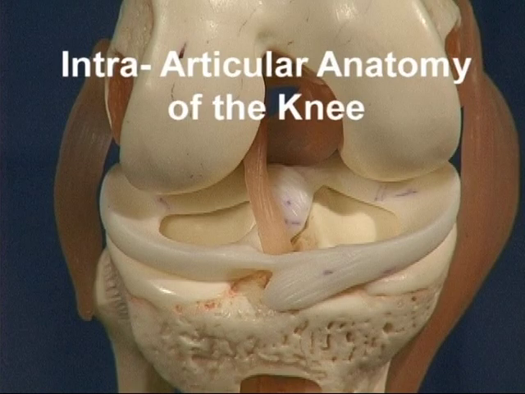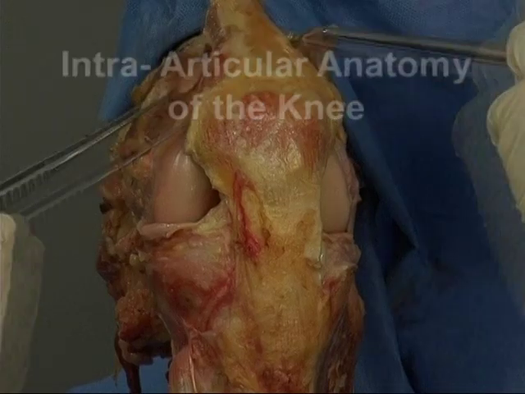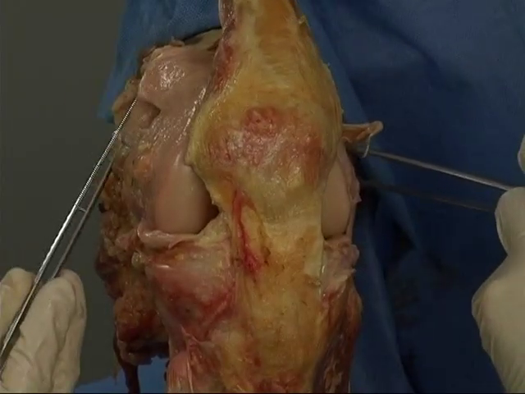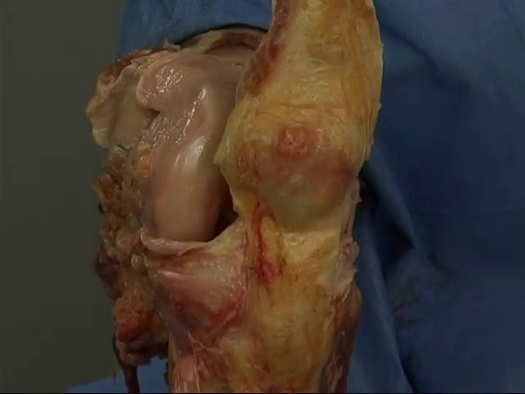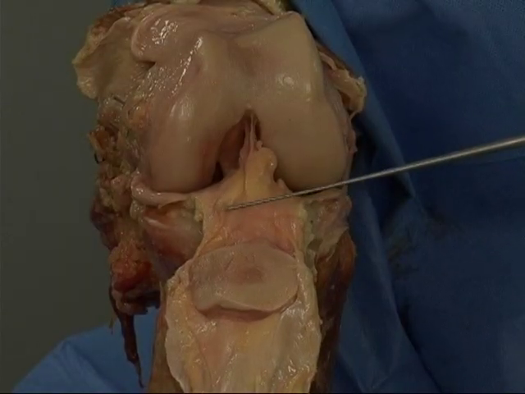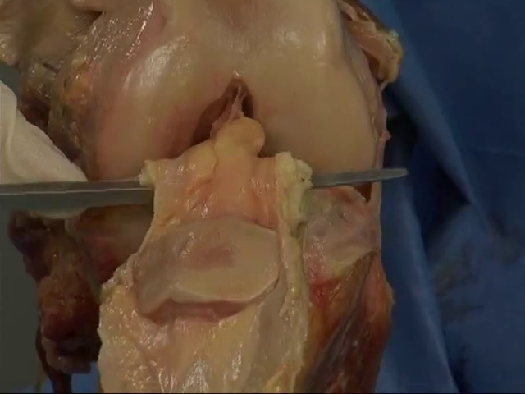After exploring the medial, lateral, and posterior knee, let us now turn our attention to the intra-articular anatomy of the knee joint. Here we are looking anteriorly on our left knee specimen. As the extensor mechanism is reflected, we see the fat pad and ligamentum mucosum just beyond the patellar tendon.